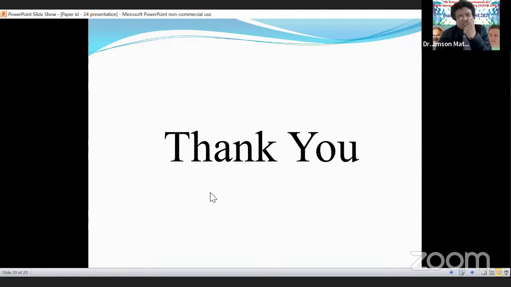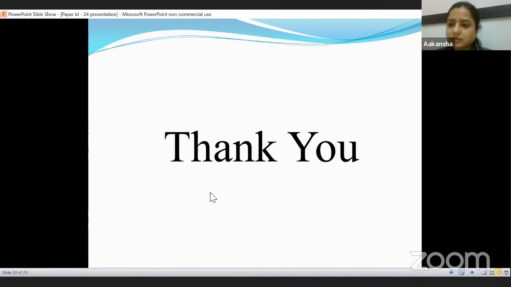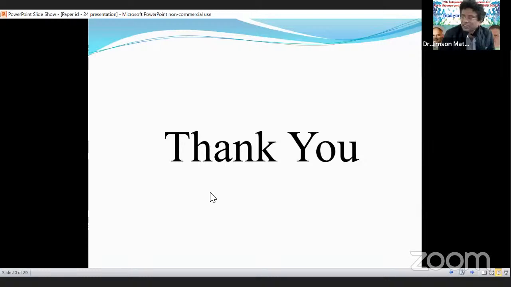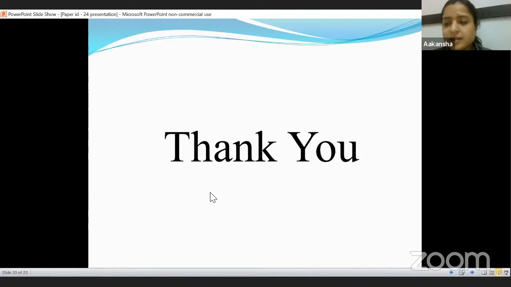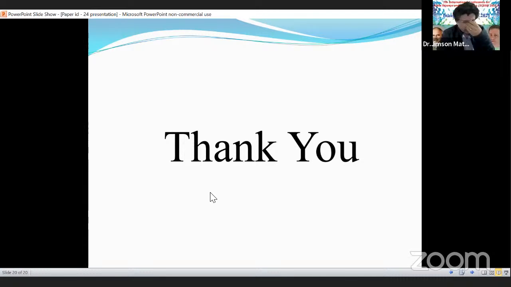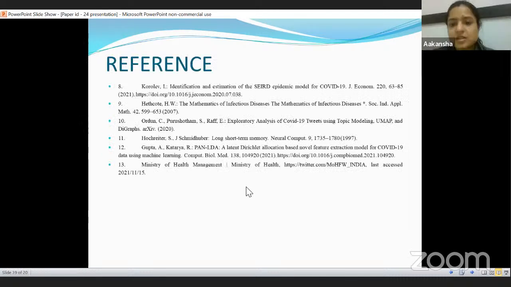Thank you, Akansha, for the presentation. So you have combined the SIR model with LSTM and other models. Yes. Still the R-square value is not very good. Sorry? If you look at the R-square value, it is 0.72, right? Yes. Actually, it is not good.